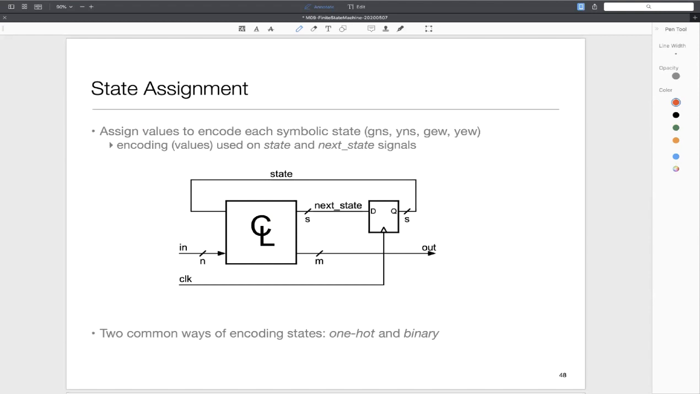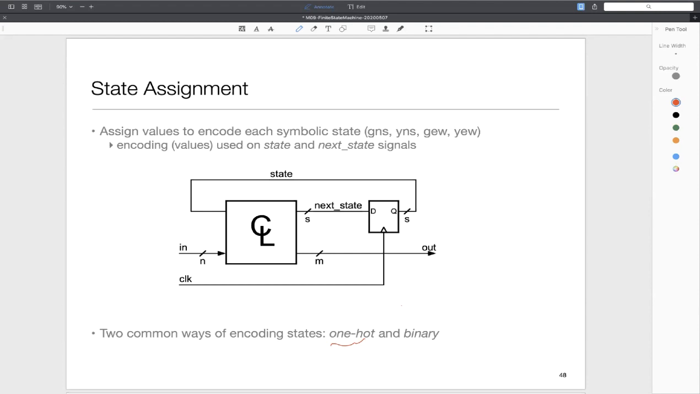But now I need to give them bits so that I can design my hardware. There are 2 common ways of encoding the states: one-hot coding and binary coding. In binary coding, we use log2 of the number of states, that many bits, and in one-hot coding, we use as many bits as the number of states. So in our example, one-hot coding would mean 4 bits, and binary coding would mean 2 bits.